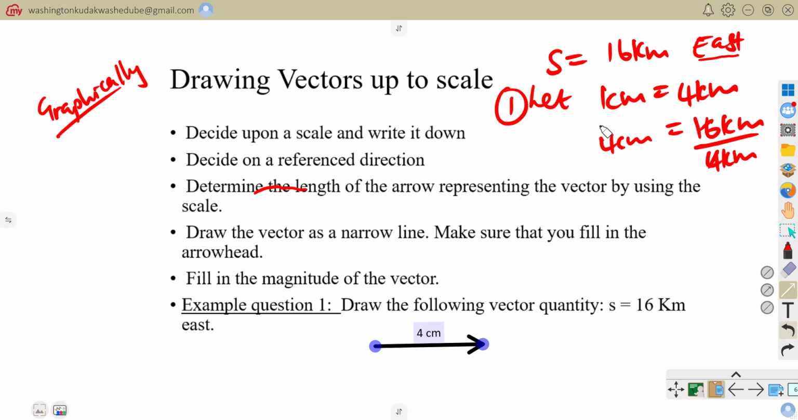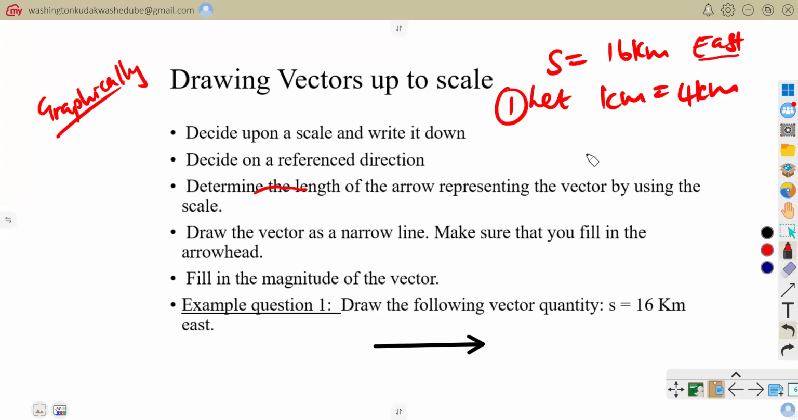And I've chosen a scale to say my scale is what? My scale is going to be 1 centimeter represents 4 kilometers. So my 16 kilometers will be represented by 4 centimeters. If that is the case, I need to come here and draw a line that is what? That is 4 centimeters in length, and it has got an arrowhead pointing towards the east. So that is simply how you draw or represent vectors.